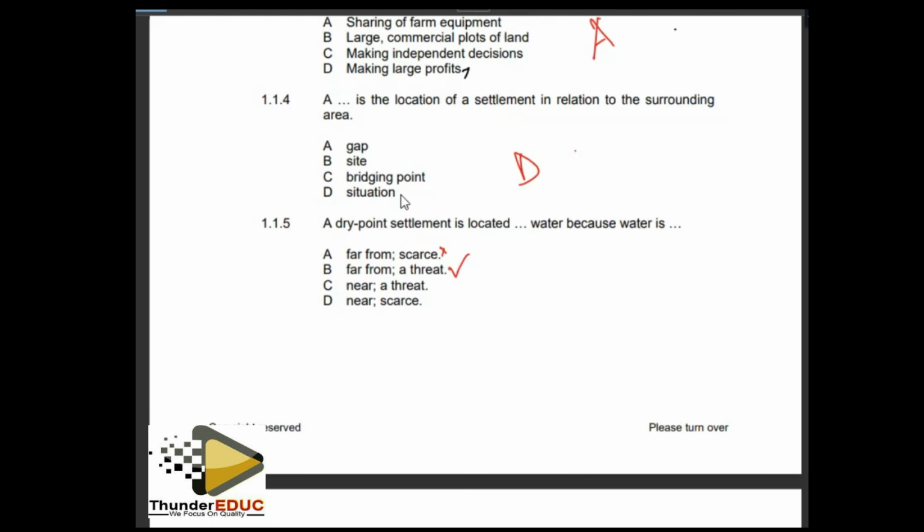This is what happens. Imagine that this is a mountain, okay? And at the lower section of this mountain, it can be flooded anytime. So people settle up here because they're running away from the flooding in this area. That means they settle far away from the water source because water is a threat. It will affect them. Okay, so the answer for 1.1.5 is B.